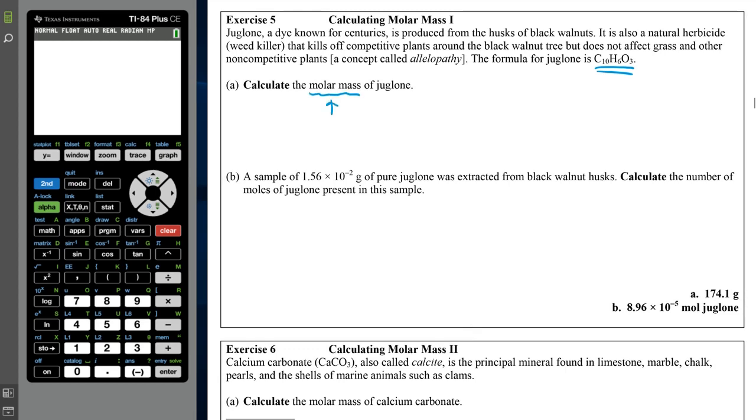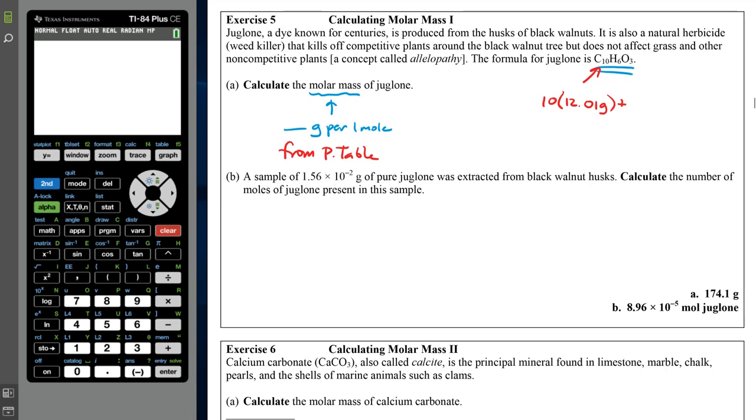Anytime you see molar mass, it's wondering how many grams per 1 mole. In other words, go to your periodic table and add that baby up. This is always from the periodic table. When you need a molar mass, right off the periodic table. So we need to add up C10. So we need 10 times carbon's mass. Go look at your periodic table. Hopefully you'll find carbon is 12.01 grams for every mole of carbon. We need 10 of those because this juglone molecule contains 10 carbons.